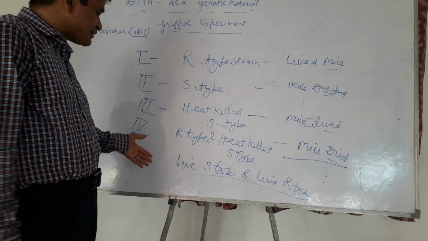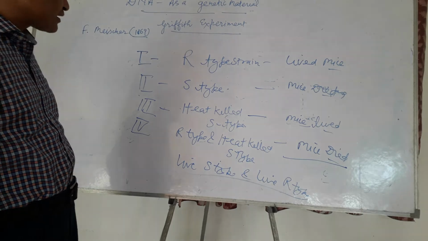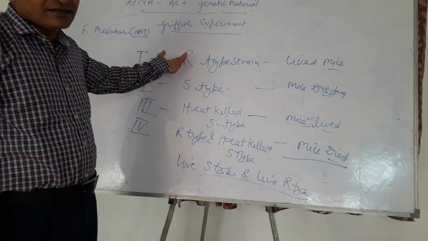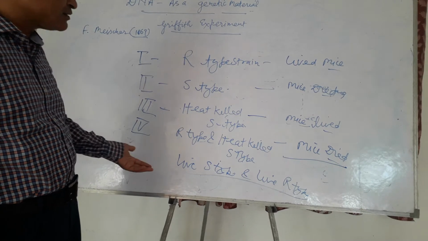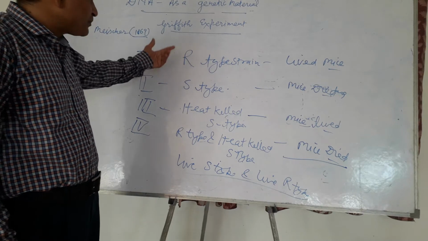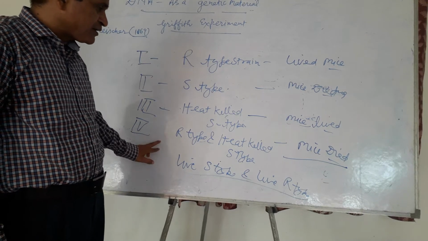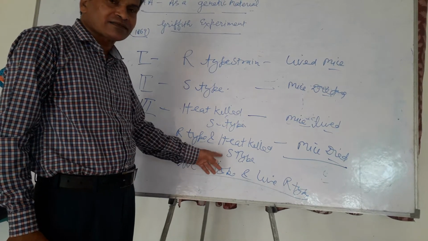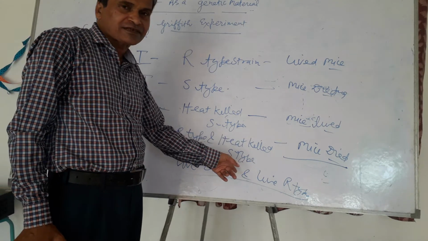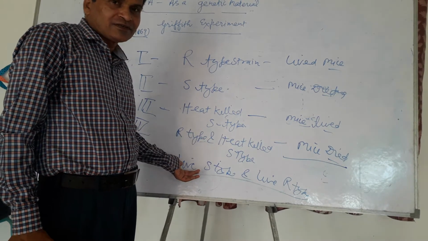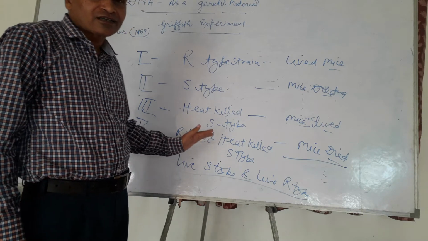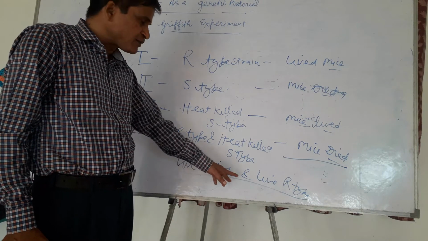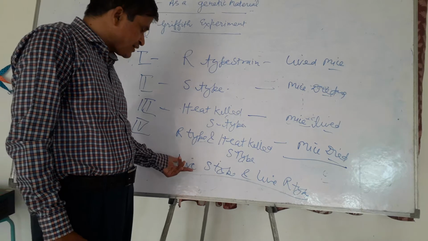Before this experiment was conducted, it was thought that the three strains of this pneumococcus bacteria are fixed, and they transfer their genetic material to the next generation according to the type of the strain. But after the experiment, it was proved that there is something which is responsible for the transformation of R-type strain into the S-type. So this laid the foundation of the transforming principle, the factor responsible for the transformation of R-type into S-type.